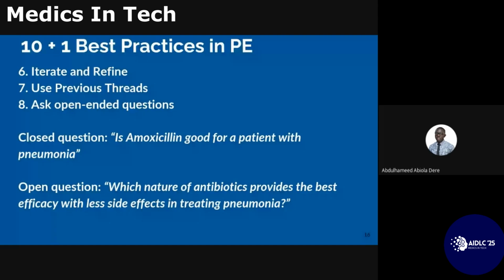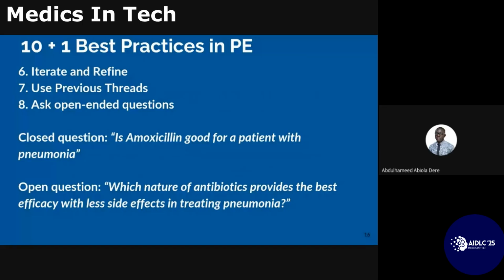Then number 8 is usually to ask open-ended questions. For example, you want to treat pneumonia and you're looking at which drug is the best. A closed question would be, is amoxicillin good for a patient with pneumonia? By closing this question, you've already restricted the LLM to only looking at amoxicillin. So the most likely output is to tell you that amoxicillin is good or amoxicillin is bad, that's all.